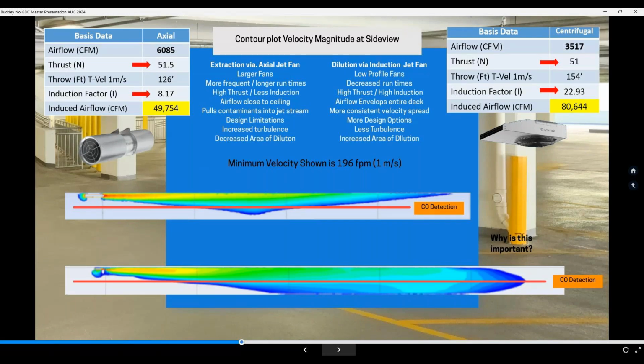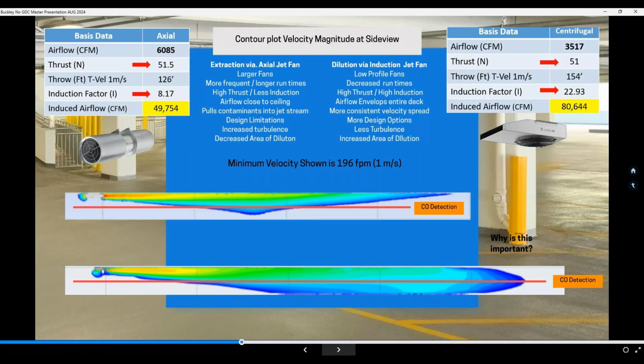Whereas beneath that, with the centrifugal fan, you see, again, there will be slower moving air drawn up and induced into the stream or the airflow pattern. But once it breaches that 5-foot line of gas detection, it gets all the way down, fully enveloping from the top of the garage to the deck of the garage, all the way through its length of throw. It's creating a much larger area of dilution.